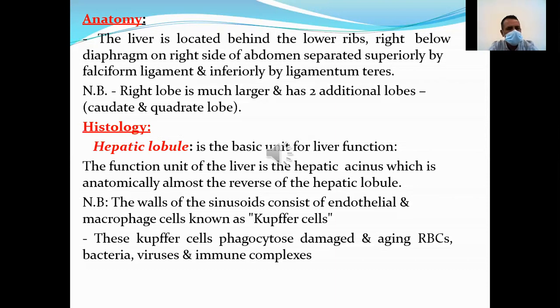So the functional unit of the liver is called the hepatic acini, which is anatomically almost the reverse of the hepatic lobule. The wall of the sinusoid consists of endothelial cells and macrophages. The macrophage in the liver is called the Kupffer cell. The Kupffer cell phagocytoses damaged and aging RBCs, engulfing bacteria, viruses, and immune complexes. So the scavenger in the liver is called the Kupffer cell.